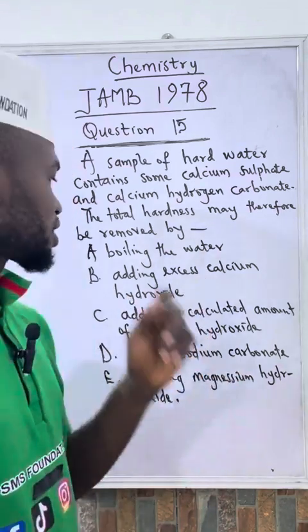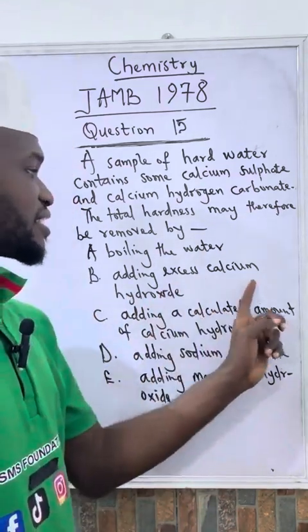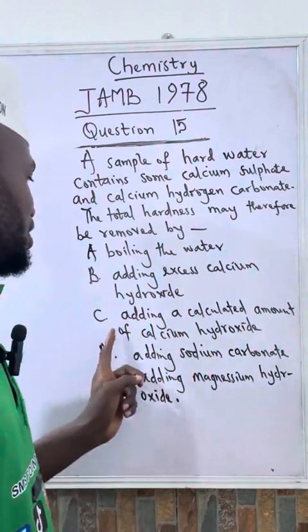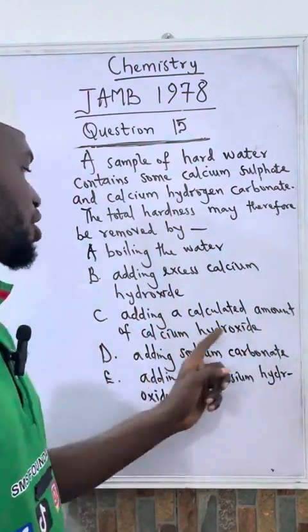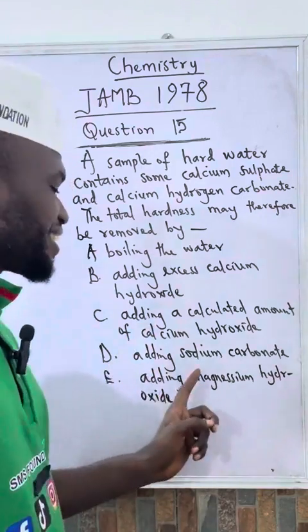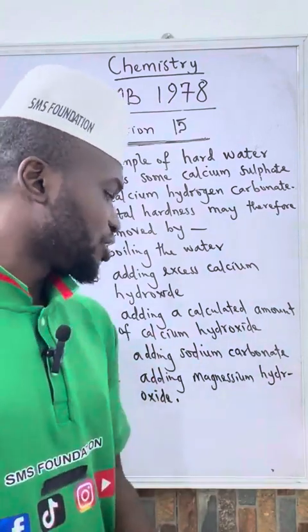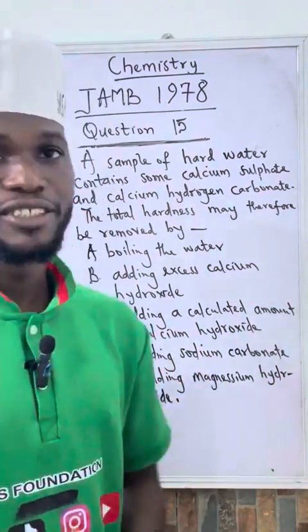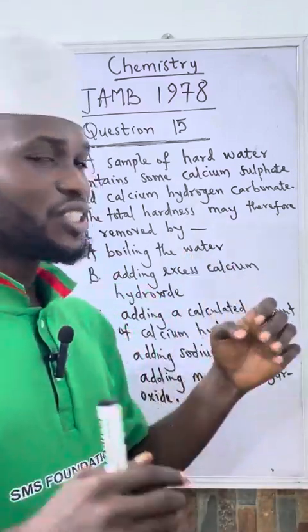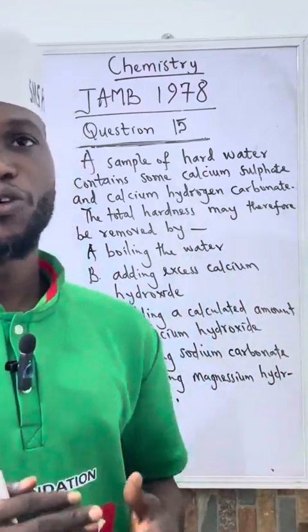A. Boiling the water. B. Adding excess calcium hydroxide. C. Adding a calculated amount of calcium hydroxide. D. Adding sodium carbonate. E. Adding magnesium hydroxide. Very good. This is a question trying to test you on hardness of water.